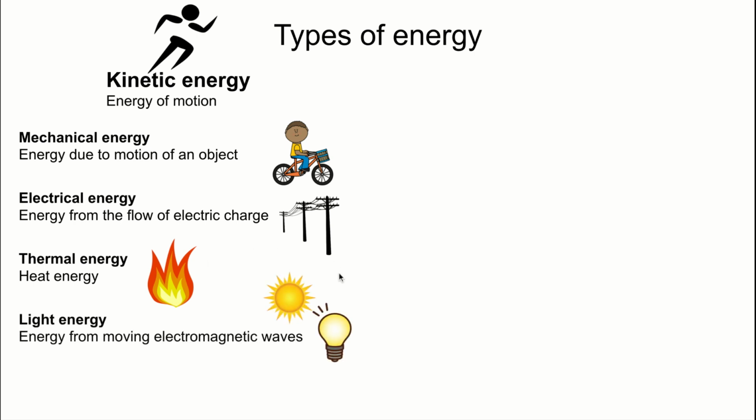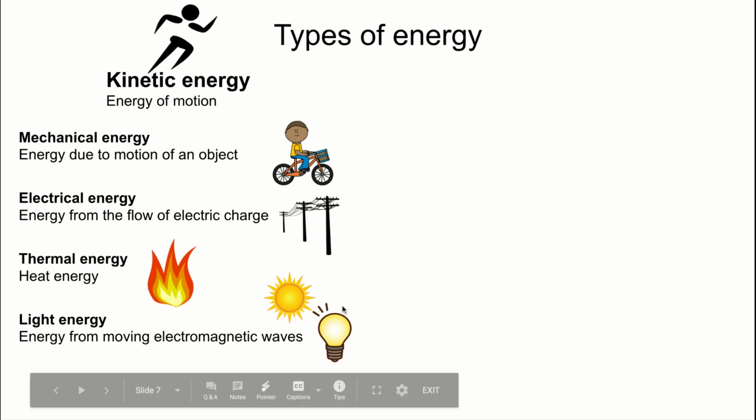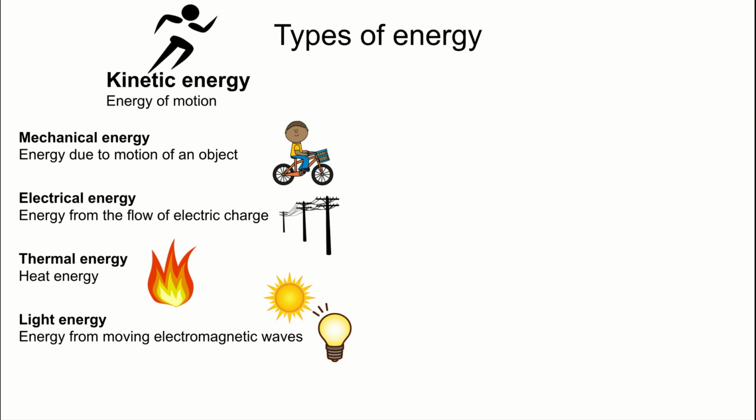Light energy is another energy of motion. Light radiates away from the light bulb that it comes from, or the sun. So think about the sun. The sun has both light energy moving away from it and also thermal energy, or heat energy, moving away from it. And finally, sound energy is the last type of kinetic energy we're going to think about.